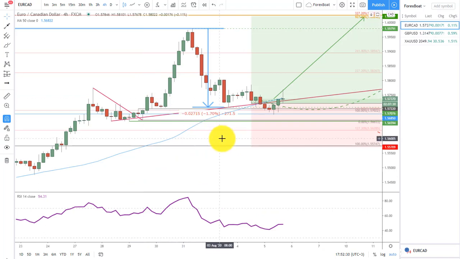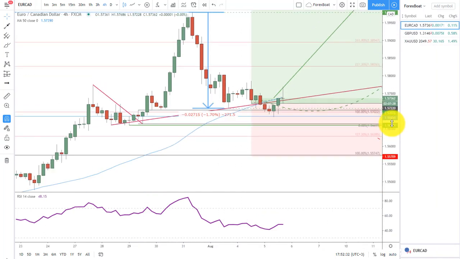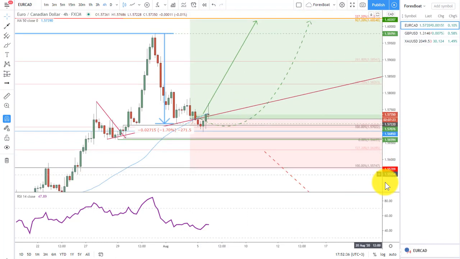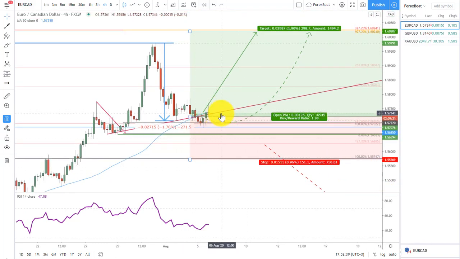Moving back to all ideas we had previously, Euro Canadian dollar. This is what was expected on this pair, and price is slightly in green. So here, to protect the trade, I would go for the stop loss at the breakout point just to secure the idea.